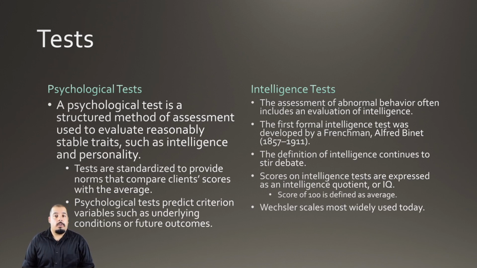One type of psychological test is the intelligence test. Tests of intelligence, like the Stanford-Binet and the Wechsler scales, are used for various purposes in clinical assessment, including determining evidence of mental retardation.